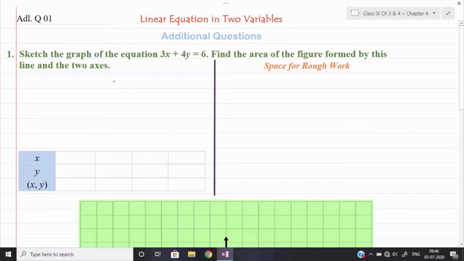Sketch the graph of the equation 3x plus 4y is equal to 6. Till here we have already done a similar kind of question. Now they are asking to find the area of the figure formed by this line and the two axes. The two axes on the coordinate plane are the x and y axes, and together with the line, these three things form one triangle. We shall draw a graph and come to know afterwards. So they are forming one triangle and we need to find the area of that triangle. Let us see how we can do this question.